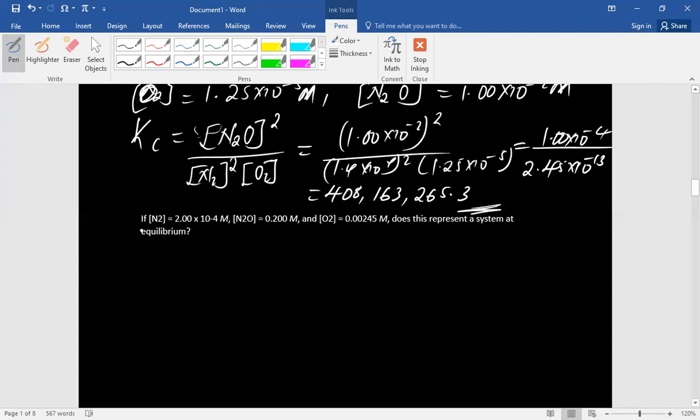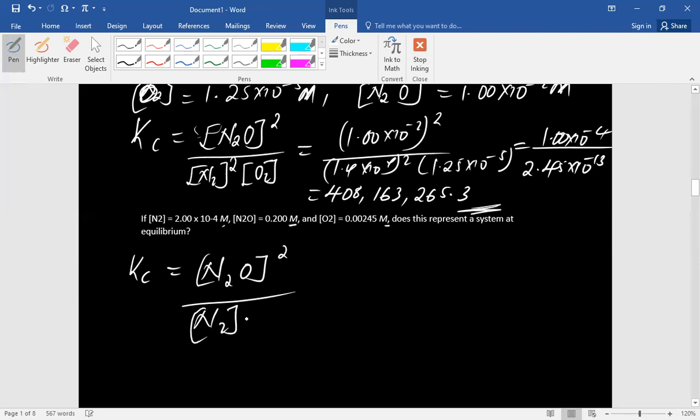Now if the concentration of nitrogen gas is that, they have already given us the concentrations. There's no need to even take out the calculator, remember the M there shows concentrations. So now, is this system at equilibrium? Again, we find the Kc.